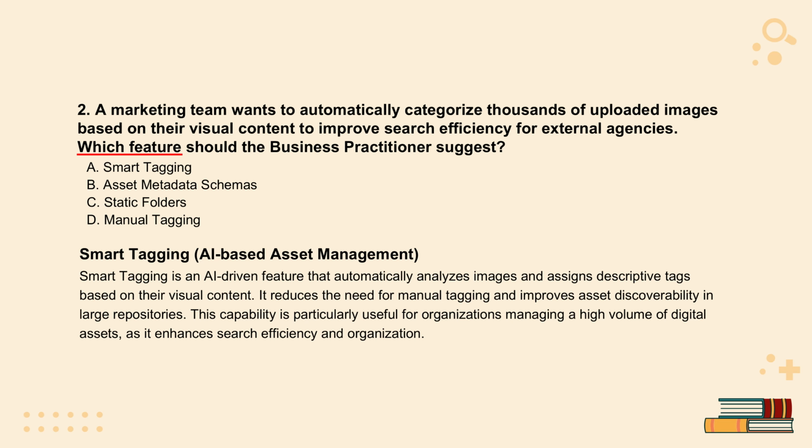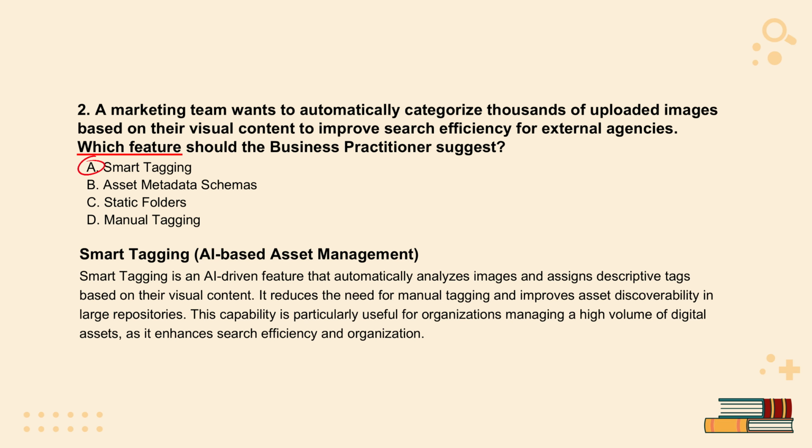I mean, we can throw option D out the window immediately. Absolutely. Manual tagging of thousands of images is just a recipe for human error and high turnover. Nobody wants that job. Option C, static folders, just organizes files into directories. It doesn't actually analyze visual content. And option B, asset metadata schemas, is a distractor. How so? Well, a schema sets up the rules and the blank fields for data, but it doesn't actually execute the tagging process itself. Leaving us with option A, smart tagging.